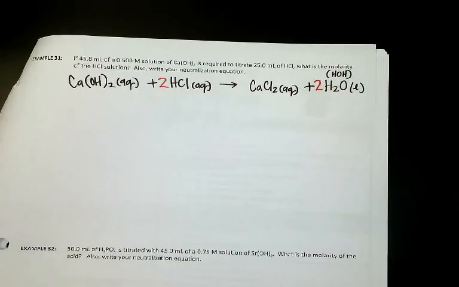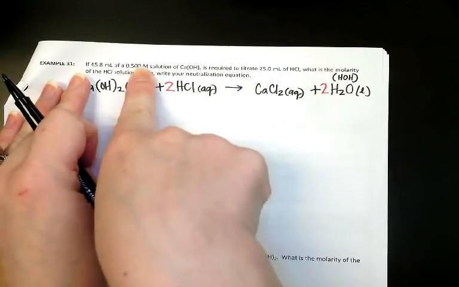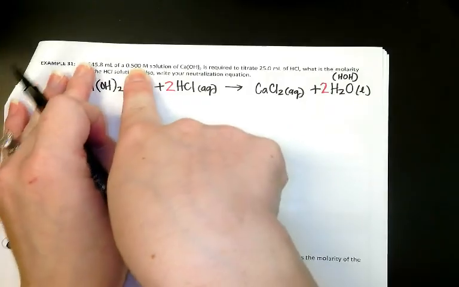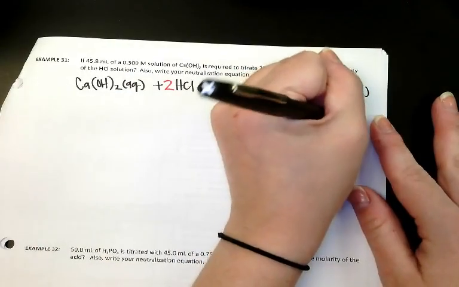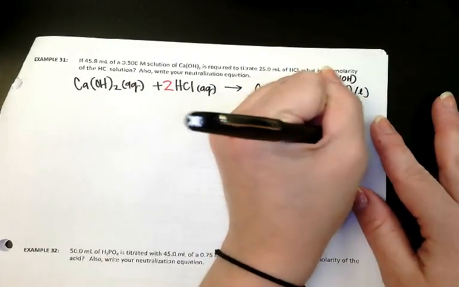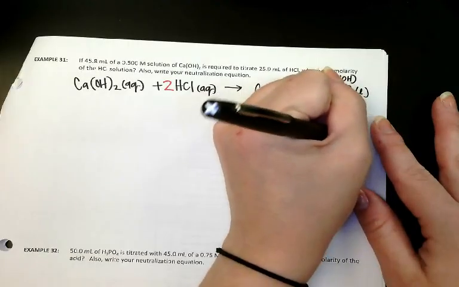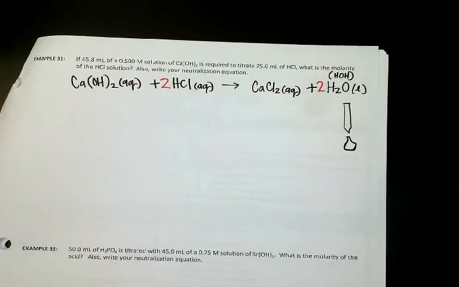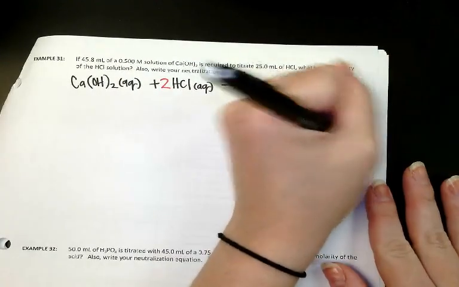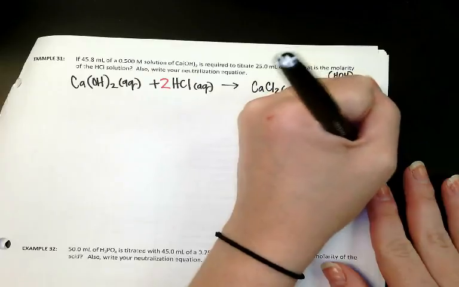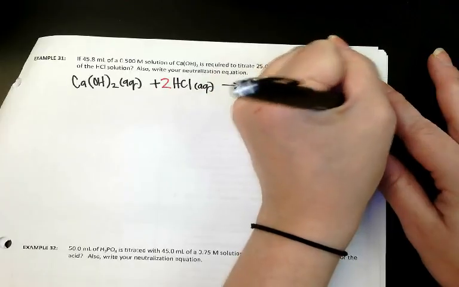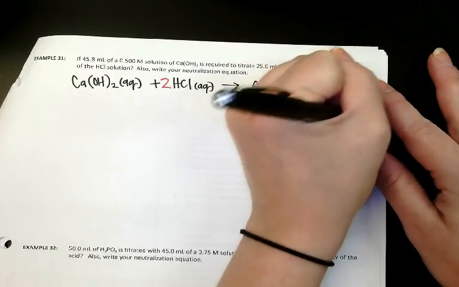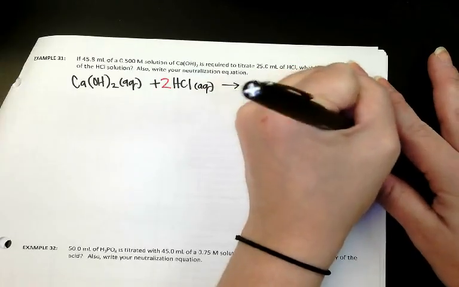Perfect. Now, it says if 45.8 milliliters of a 0.5 molar solution of calcium hydroxide is required to titrate 25 milliliters of hydrochloric acid. So let me kind of show you what's going on. Here's our burette. Okay, here's our acid. Notice, oof, my Erlenmeyer flask is rough. But basically, in my acid, it is 25 milliliters of hydrochloric acid. Okay? I used 45.8 milliliters of 0.5 molar calcium hydroxide to titrate that 25 milliliters of hydrochloric acid. Okay?